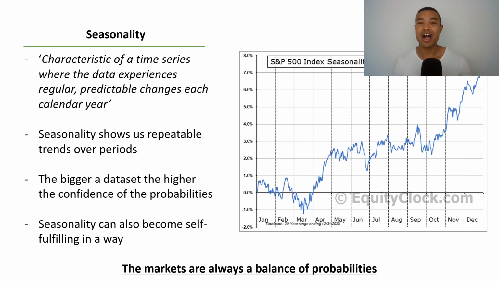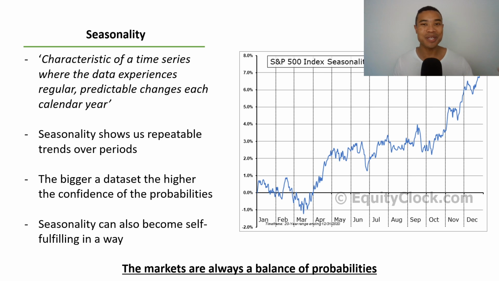You can see here there's a visual by equityclock.com that provides an insight into S&P 500 index seasonality. Over the year, we know that there's often an early jump into January, which we'll talk about later in this video, before the back end of February and March are seasonally weaker. Of course, we know that the back end of the year is traditionally a stronger period as well, and all of that feeds into seasonality. So at its core, seasonality shows us repeatable trends over periods.